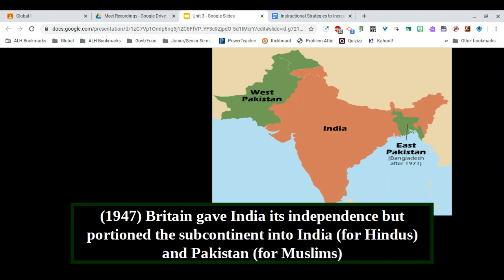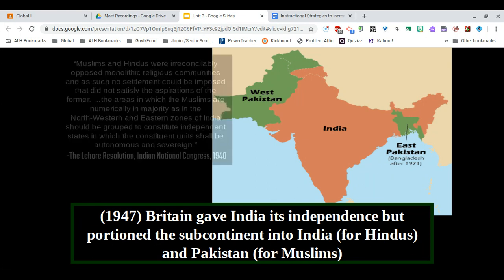But they mostly separated this line along religion. And as we've seen in the past, when we saw how Europeans have drawn lines before for nations, this doesn't always work out. And India and Pakistan are going to have conflict because of those lines that were drawn.